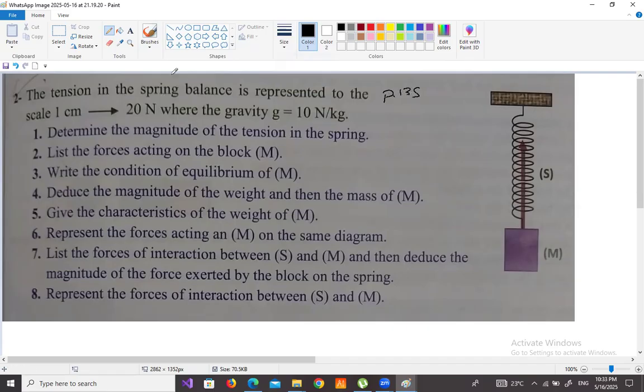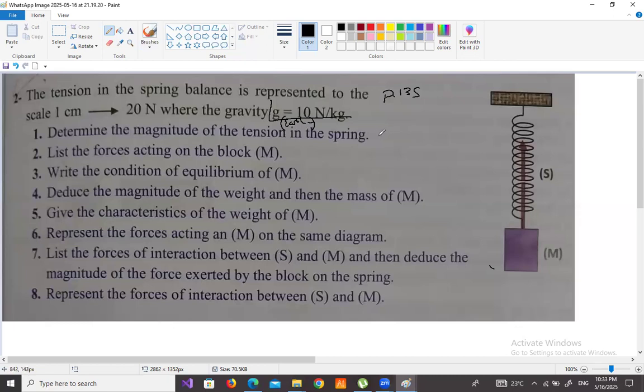The tension in the spring balance. So this is a spring balance, and at the end of the spring there is an object M attached to it. They gave us the scale: 1 centimeter represents 20 Newton, and the gravitational field is 10 Newton per kilogram. This means that the object is on Earth. Determine the magnitude of the tension in the spring.